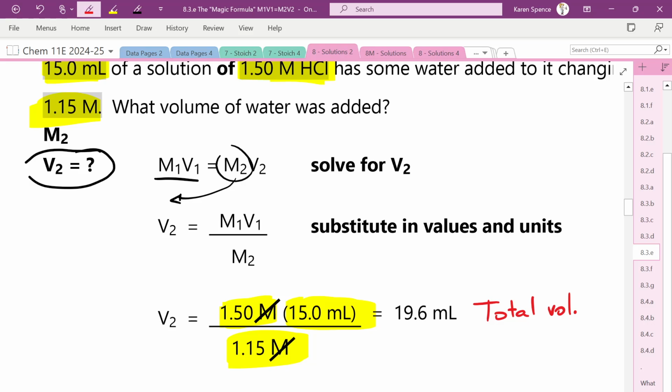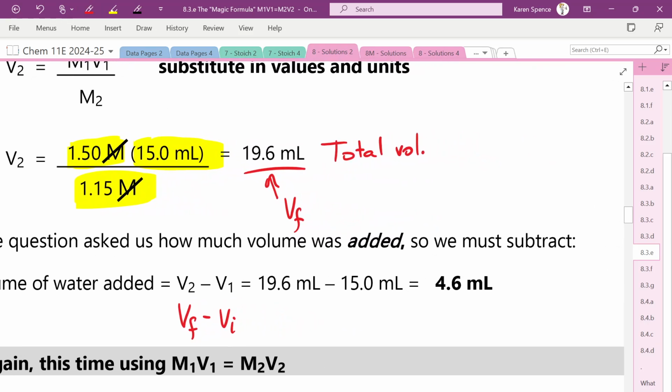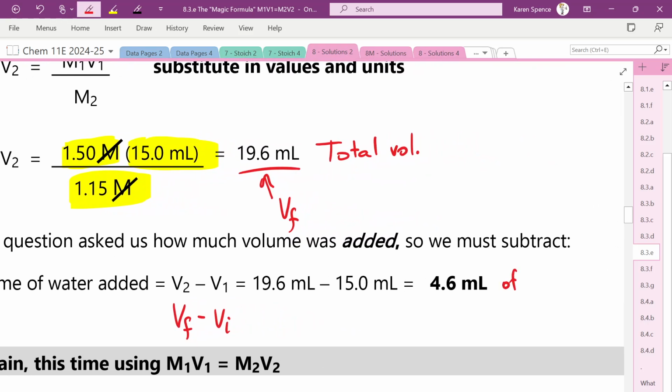So we had our original volume, and then we added some water, and we got our total volume. How will we find the volume of water added? Final volume minus the initial volume. So we're going to take V final minus V initial. That's our final volume. Our initial volume was the 15 milliliters, and we get 4.6 milliliters of H2O was added.